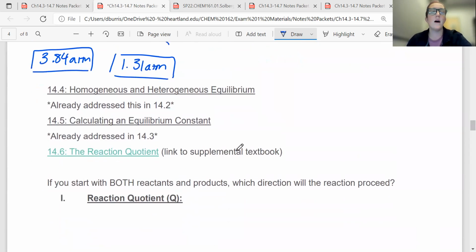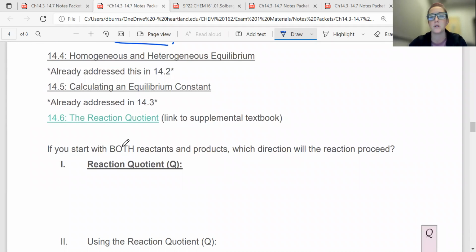Now, 14.4 and 14.5 are homogeneous versus heterogeneous equilibrium. We already talked about those in the last section. Same thing with calculating an equilibrium constant. We just did how to calculate an equilibrium constant, so I didn't link those. That being said, 14.6 and 14.7 are parts of the textbook that are unfinished. So I linked a supplemental textbook in the Word document on this. If you need the textbook to look at more problems or to ask questions, definitely check out those links. Those are also posted on my website.